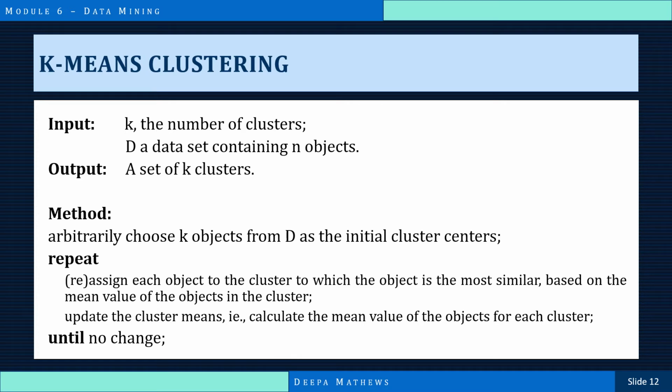Then we are assigning each object to the cluster to which the object is most similar, based on the mean value of the objects in the cluster. So we are calculating the distance between each object and the mean value of the cluster, and based on that value we are assigning each object to the cluster to which it is most similar. Then we are updating the cluster means, that is, we are calculating the mean value of the objects for each cluster. And we are repeating this process until there is no change in the clusters.